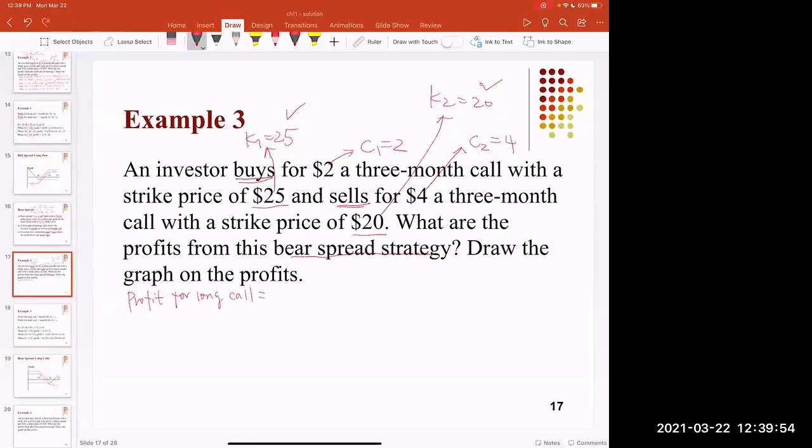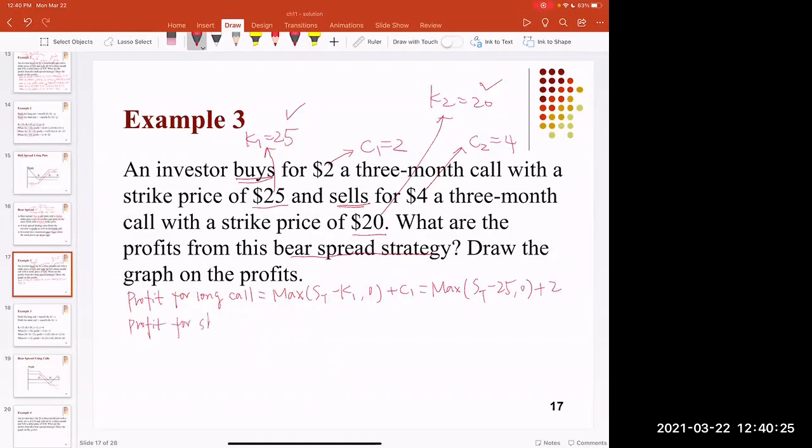So for the long call, we take the maximum value between ST minus K1 and 0, plus C1. We don't know the stock price at expiration, but we know K1 is 25, and C1 is $2. That's what we know. And we do the same thing for the short call.